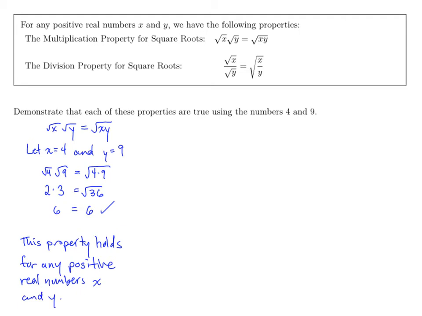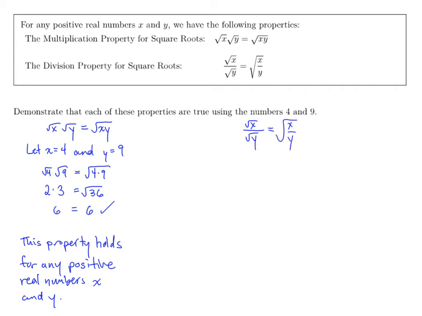Now let's look at the division property for square roots. This property says that the square root of a positive real number divided by the square root of another positive real number is equal to the square root of the quotient of those two numbers. Using x and y as the positive real numbers, we write this as the square root of x over the square root of y is equal to the square root of x over y.